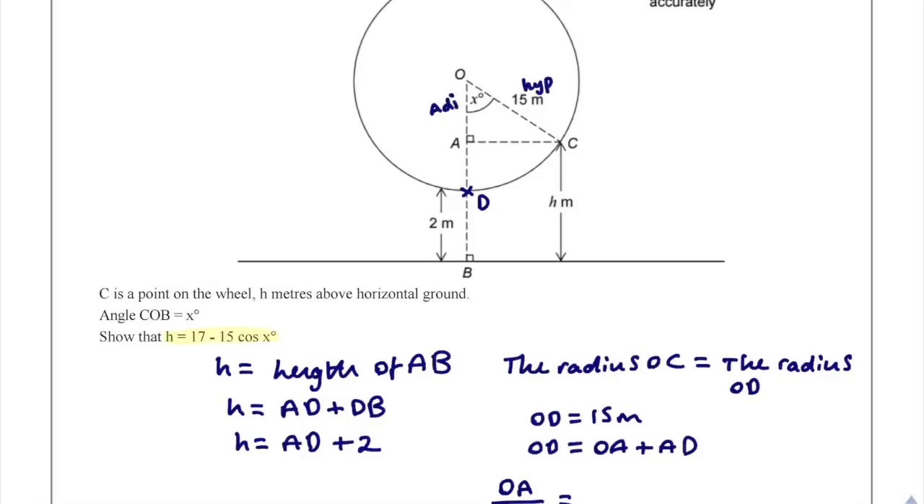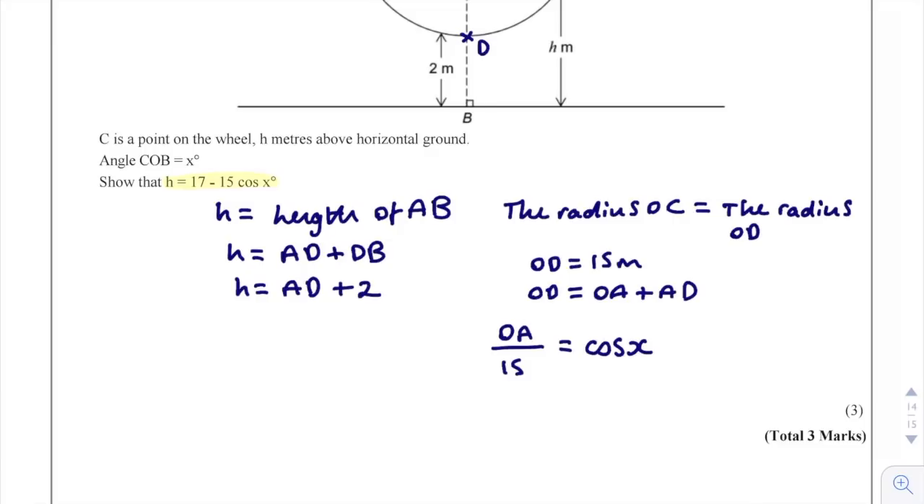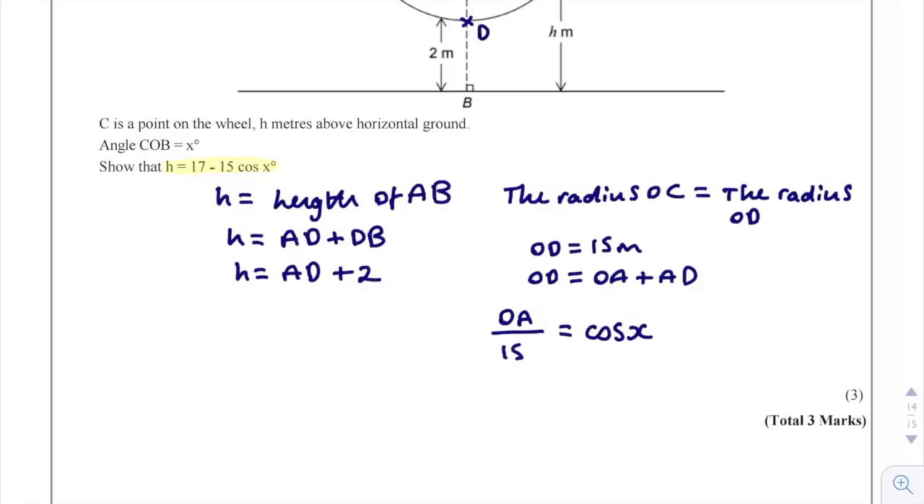So we're saying adjacent over hypotenuse is equal to cos x. And then what you can do is multiply both sides by 15 to get the length of OA. So OA equals 15 cos x.